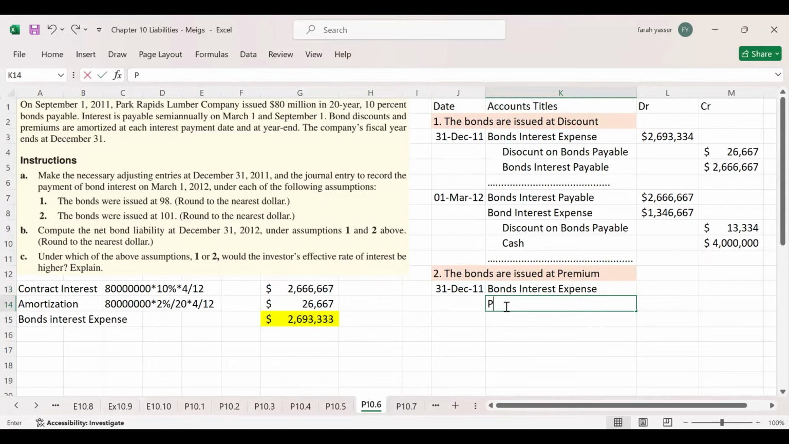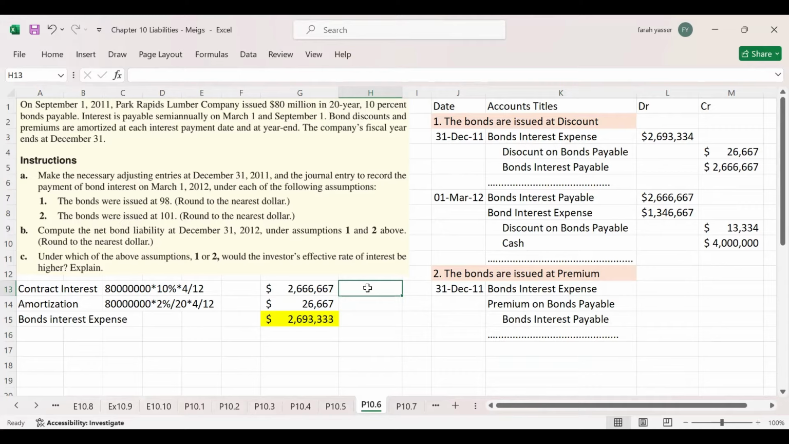So same premium on bonds payable will be recorded on the debit side as contrast to discount. And then bonds interest payable will be recorded on the credit side, because liabilities are recorded on the credit side. That's why. So now we are going to calculate this amount here. So contract interest price, this would be same. So here we can calculate it.